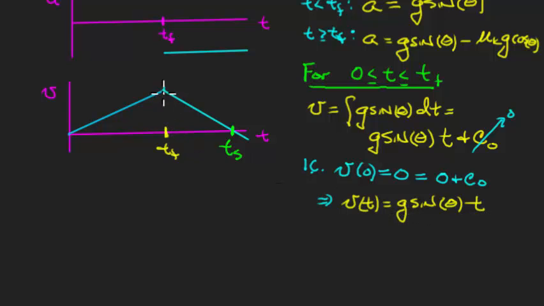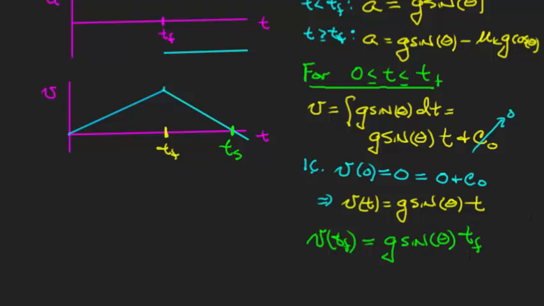I'm going to have to solve for this one too. So I'm going to need to know what v is at time tf. If you don't see why right now, you're going to see it in a second. So let's just do a little bit of further stuff. So let's look at v at tf. Here's v as a function of time. V at tf, I just substitute tf in there. So g sine theta times tf.